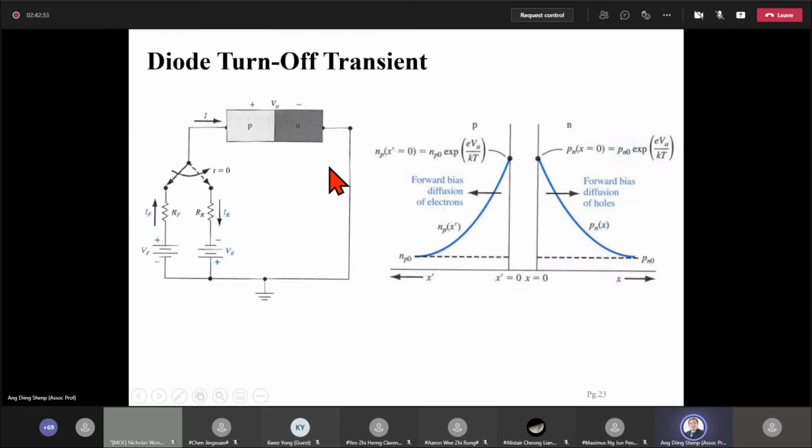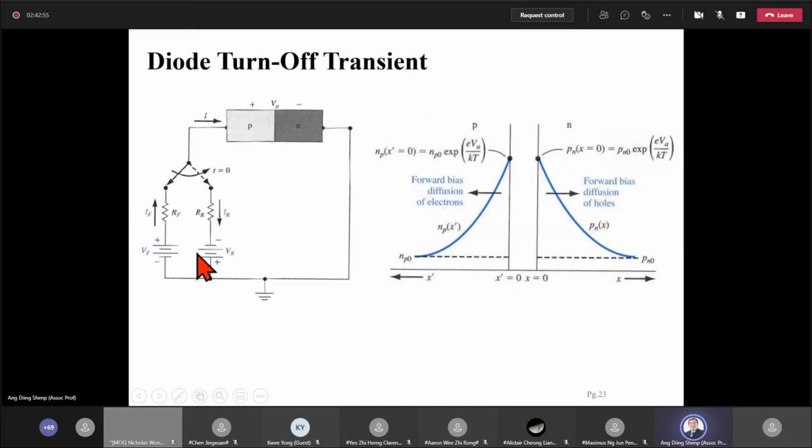Because in this example, we assume the P and N regions to be equally doped. So these two points need not be of the same value, okay? Now imagine what happens when I suddenly toggle the switch from this position to this position at a time t equals 0, which I define as 0 seconds.